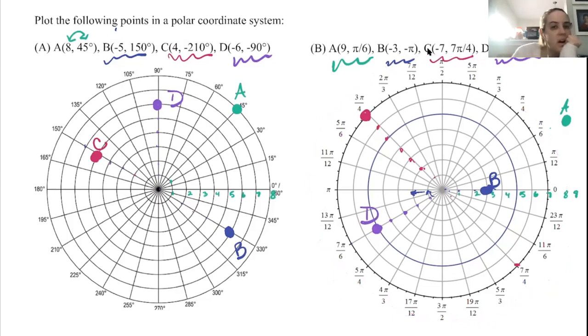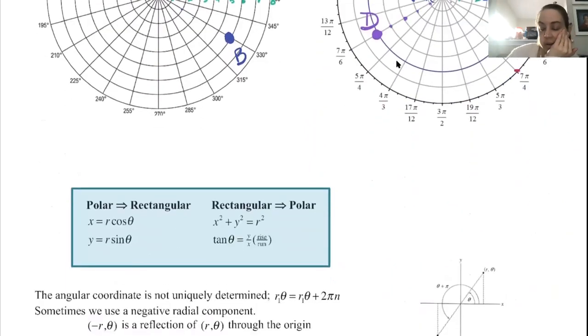Ta-da. So there they are in polar coordinates. Not bad, right? Now, I used to always say that everything we do is in radians. The majority of what we do is in radians. Those degrees kind of popped up in our last example, our last notes, but most of the time it's radians. Make sure you're comfortable with those.